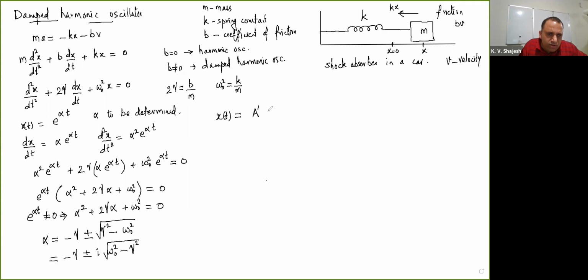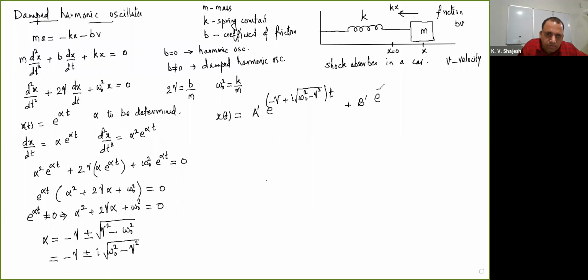So this is exponential of alpha t, but alpha, the first solution. So that's minus gamma plus i square root of omega naught square minus gamma square, whole thing multiplied by t. So that's e raised to alpha t, right? That's your first solution. But since there are two solutions, the plus or minus, right? So a linear combination of the two solutions is the total solution, right? And a prime and b prime act as the integration constants.